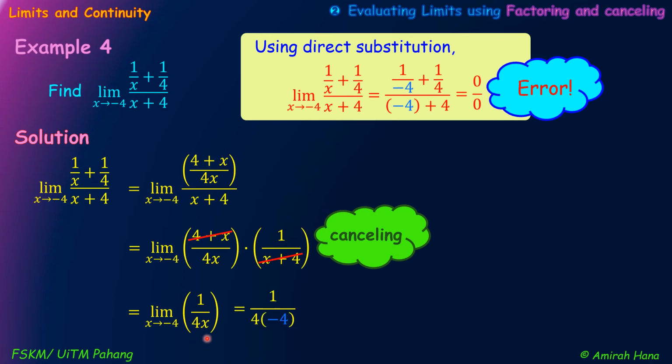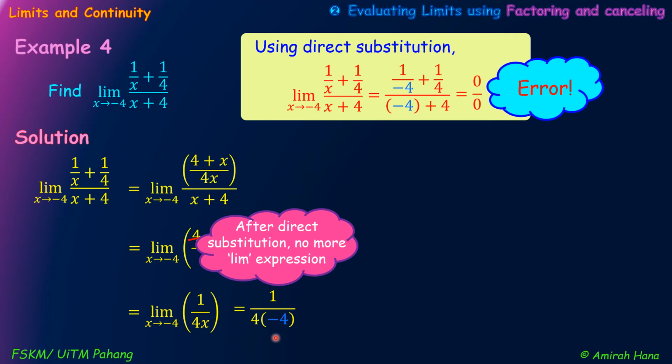And then from here, we can use direct substitution. We just plug in negative 4 for x here. So we get this. And remember, after direct substitution, no more limit expressions. Then we simplify, so we get 1 over 4 times negative 4, which equals negative 1 over 16. So the final answer is negative 1 over 16. So this is our final answer. Right? Got it?